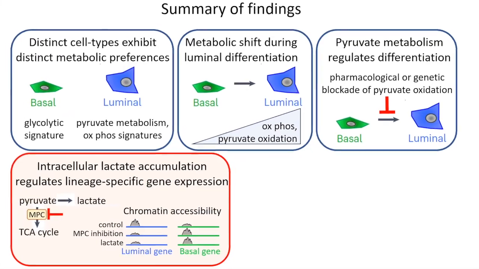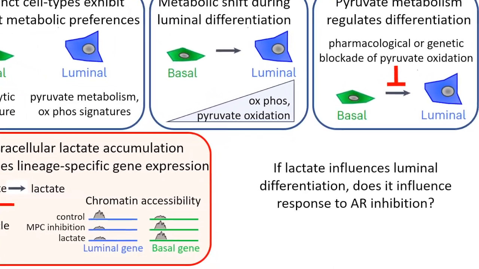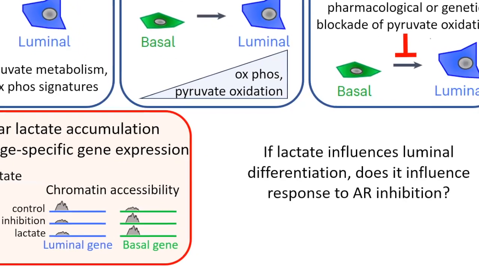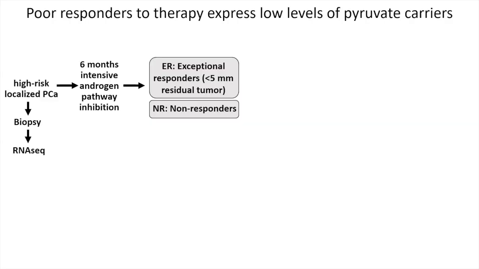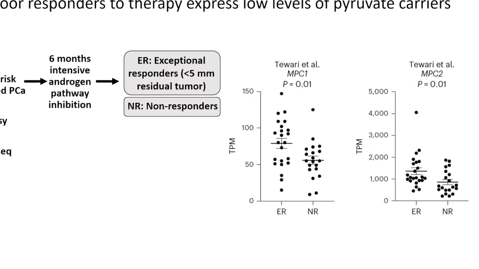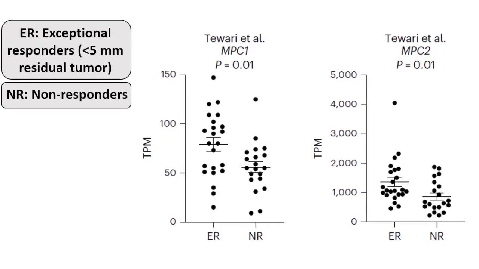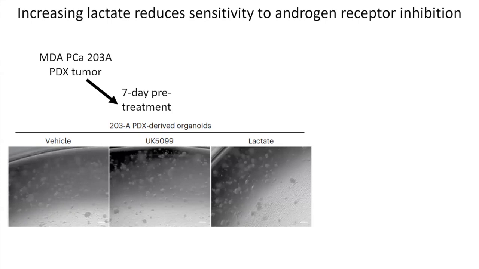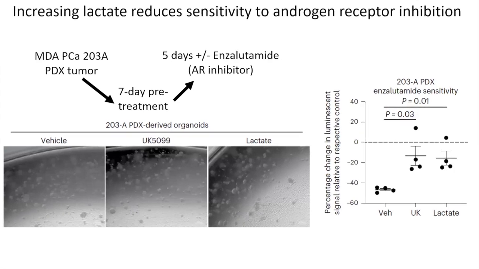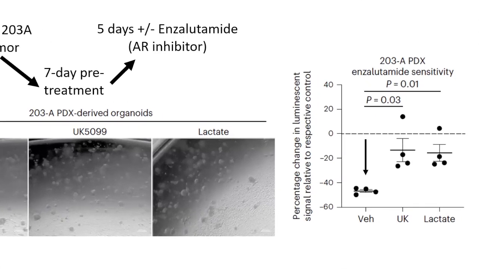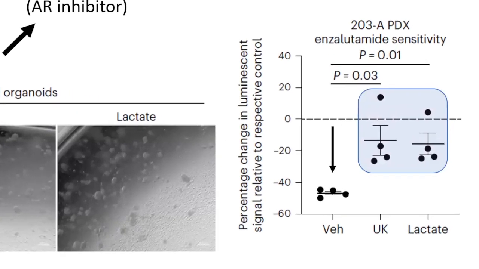And since lactate influences luminal differentiation, we wanted to know if it also influences response to AR inhibition. In studies where clinical tumors were biopsied and sequenced, and then patients were subjected to hormone therapy and classified as exceptional responders or non-responders to AR-targeted therapies, we found that MPC expression was much lower in the non-responders. And this was actually true in distinct stages of the disease, using data from multiple different clinical studies. Using a PDX model, we blocked pyruvate oxidation or supplemented with lactate and then subjected cells to AR inhibition. While the control cells were quite sensitive to enzalutamide, modulating lactate metabolism promoted resistance to AR inhibition.